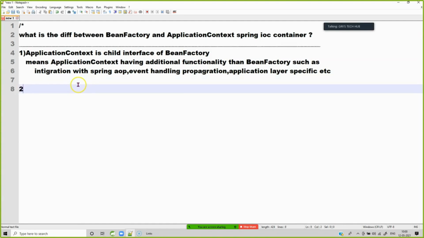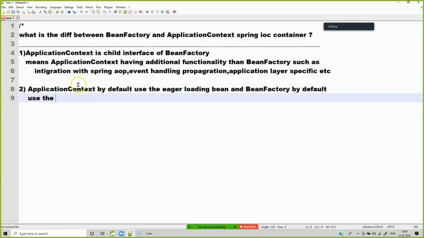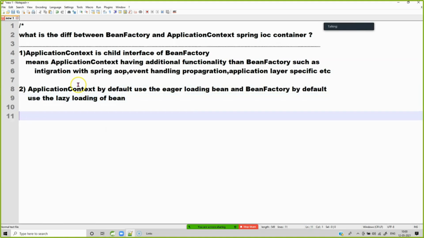And another major difference is, application context by default uses the eager loading of bean, and bean factory by default uses the lazy loading of bean. By default it uses the lazy loading of a bean. Is it clear? Yes or no?